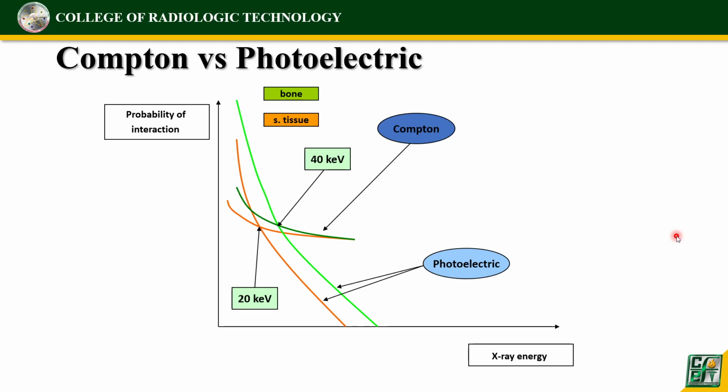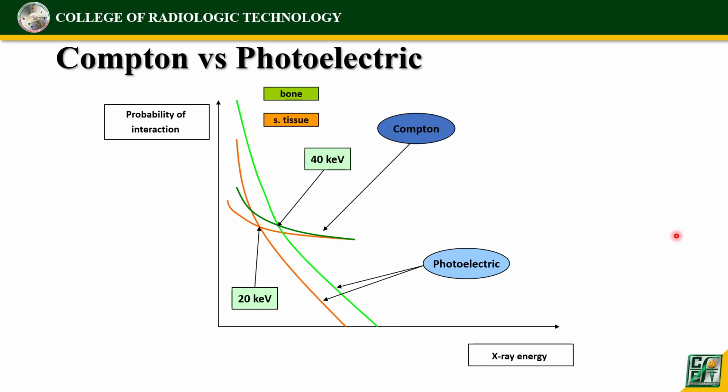Naintindihan po ba yung graph? Ulitin natin. Okay. So, 20 keV, nagtatagpo yung Compton effect at yung photoelectric effect. Ibig sabihin, parehas ng probability of interaction yung Compton at photoelectric effect sa tissues kapag nasa level ng 20 kilo electron volts.